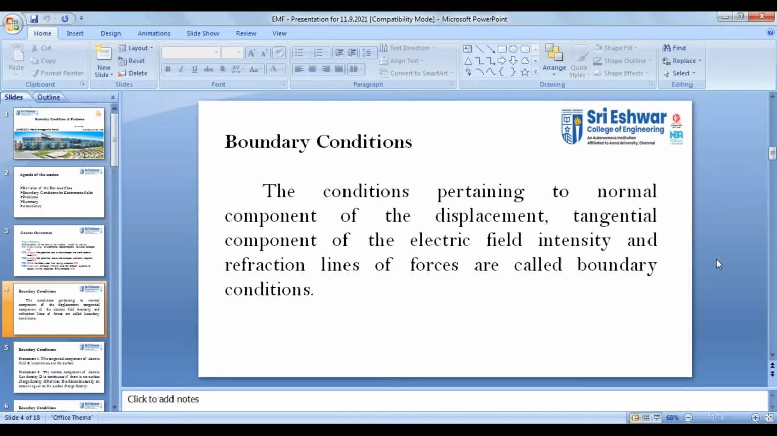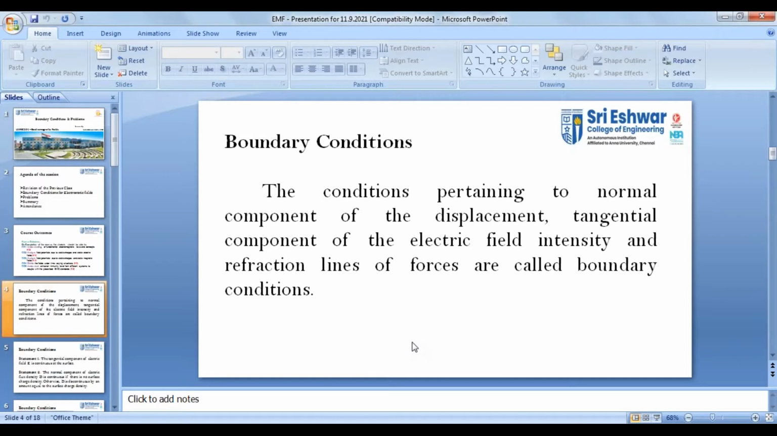Very simple. The conditions pertaining to the normal component of electric flux density, or I can say displacement density, comma, tangential component of the electric field intensity and refraction of lines of force are called boundary conditions. This is the answer.